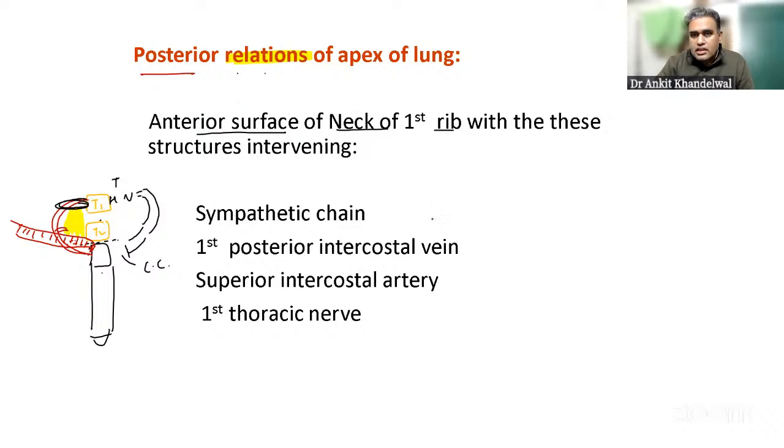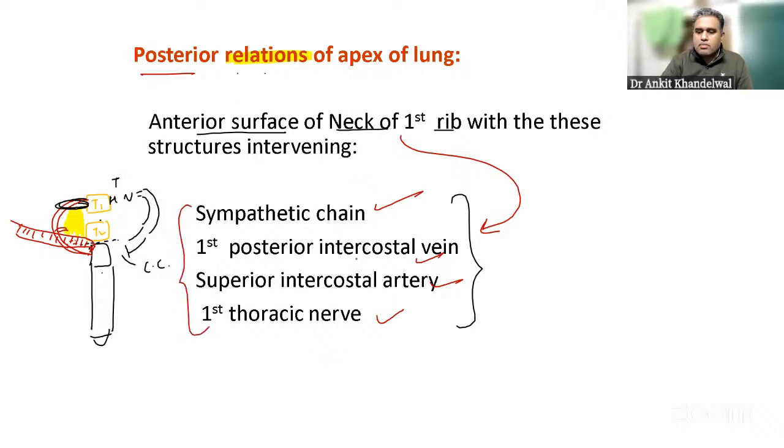Do remember this. These are all the structures that can be asked in a question, even in PG MCQs. What are the anterior relations of the neck of the first rib? You have the sympathetic chain, a vein, an artery, and the T1 nerve also. Do remember this. This is a very important part.